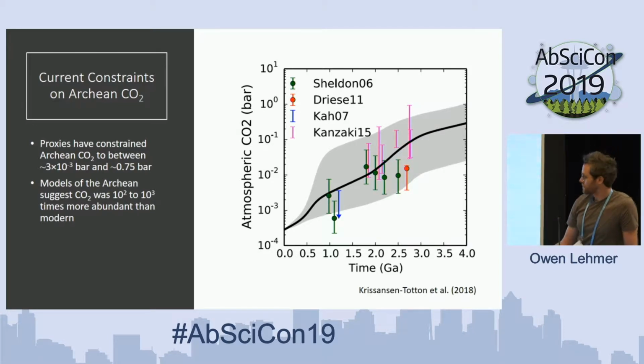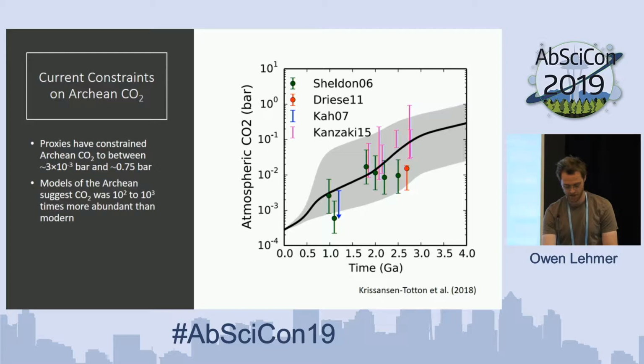And models, you see this nice model here from Chris Sanson-Totten, who has made his way into all the talks so far. You see this nice model prediction from them with their model mean in the black curve here. And so CO2 is increasing with time. And then the uncertainty of their model is shown by the gray shaded region. So with both models and the proxy data, there's a great deal of uncertainty.